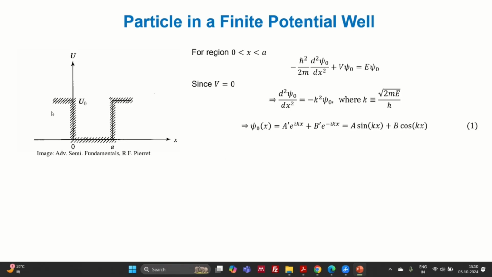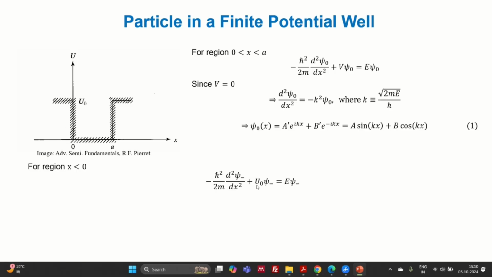Now let's go to the region x less than 0. So I'm talking about this region. What is the value of the potential here? U naught.